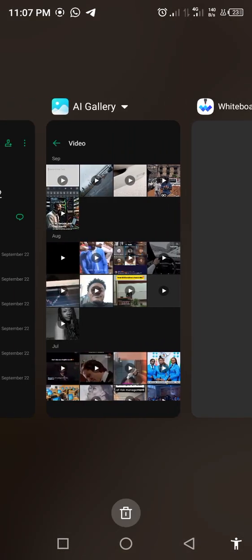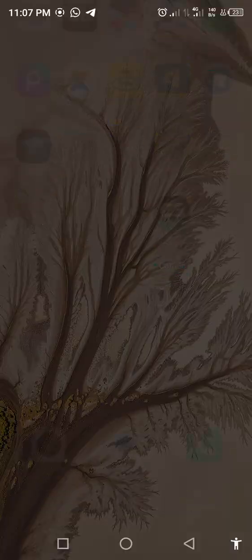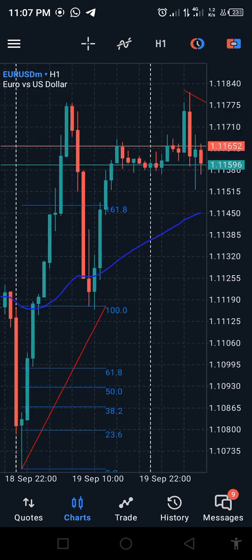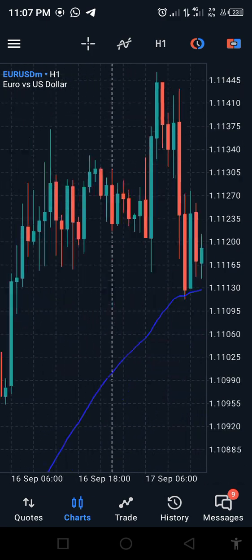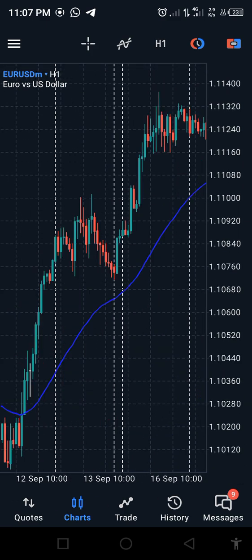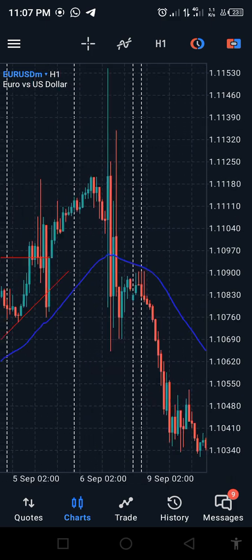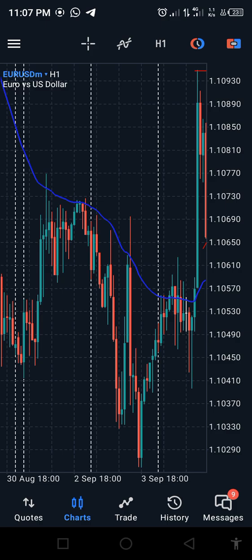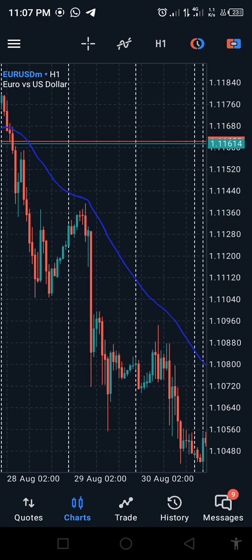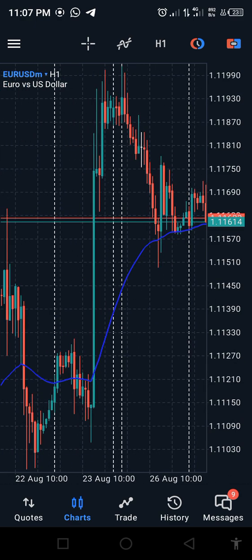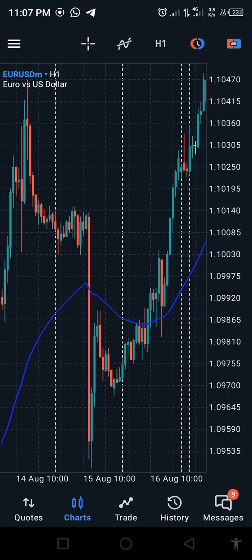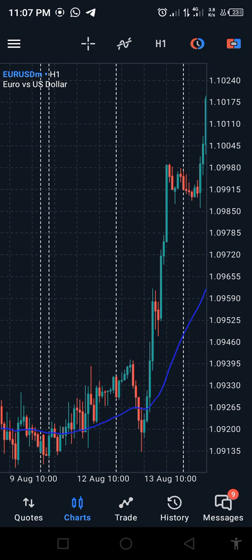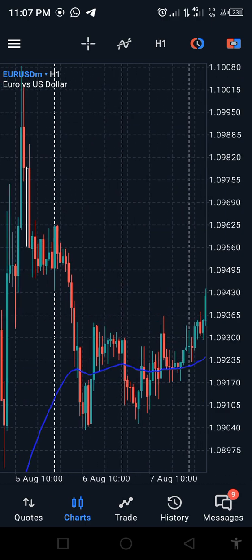So let us look for a Quasimodo pattern in our charts. Let's look for a QM pattern in our charts. Okay, QM patterns are very nice patterns that you can begin to find. So let's try to look for a Quasimodo pattern.